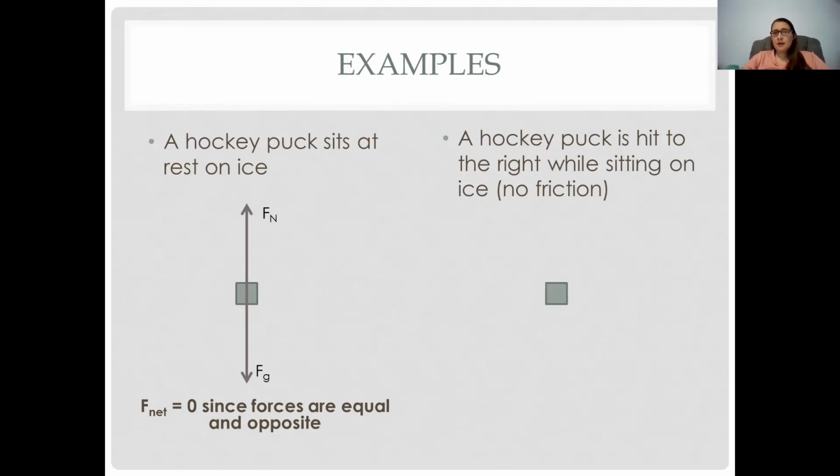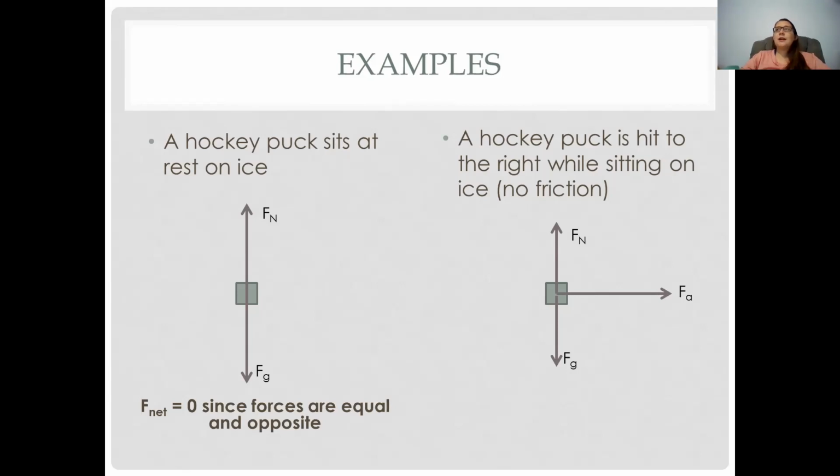So again, here we have our hockey puck. We're still on Earth, so we still have the force of gravity pulling down. It's still sitting on ice, so we still have the normal force pointing up. And those two forces are still equal to each other in size, because it's not falling through the ice and it's not being launched up by the ice. Now we know this hockey puck is being hit to the right, so our applied force, Fa, is shown to the right. And there's no friction that we're considering, so there's no force opposing its motion to the right, and no force pointing to the left.